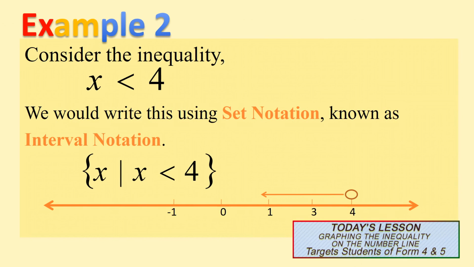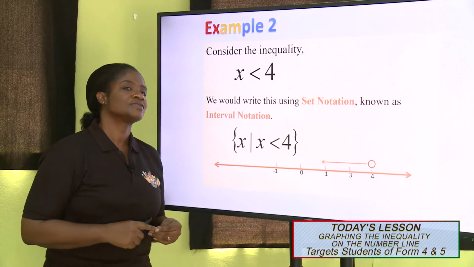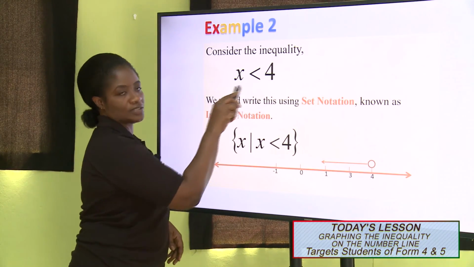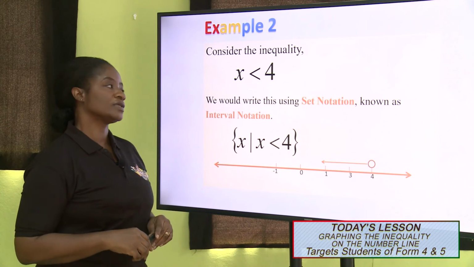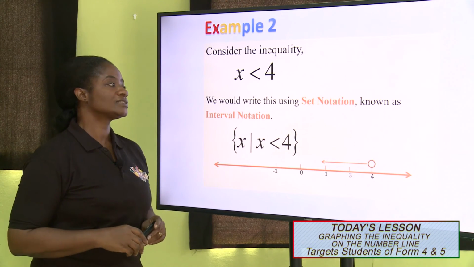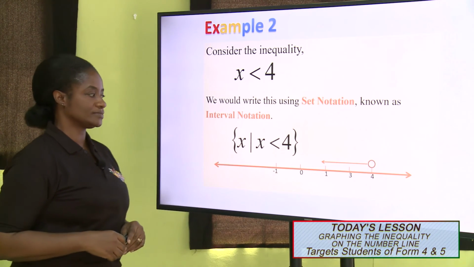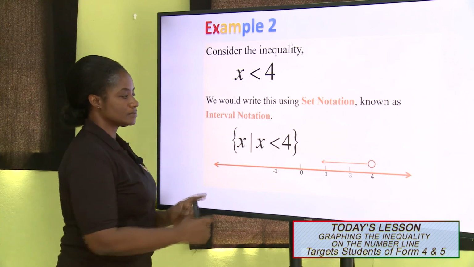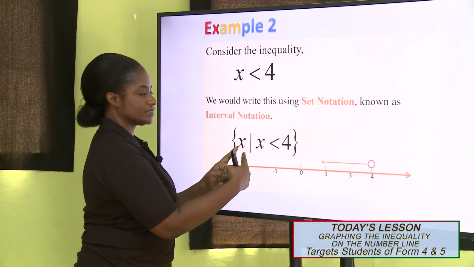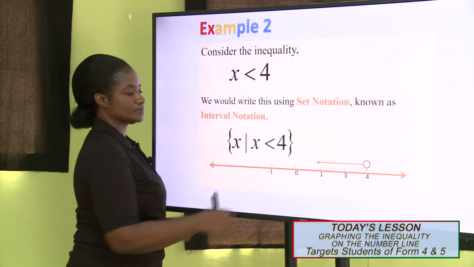Let's look at another example. Example number 2. Consider the inequality x is less than 4. This one is a little different to the previous one because there's no equal sign attached to the less than sign. So we would write this using set notation, known as interval notation as well, and it reads, the set of all x is such that x is less than 4.